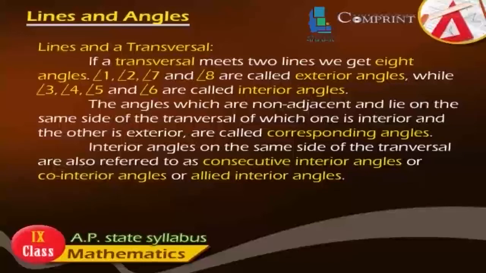Interior angles on the same side of the transversal are also referred to as consecutive interior angles or co-interior angles or allied interior angles.